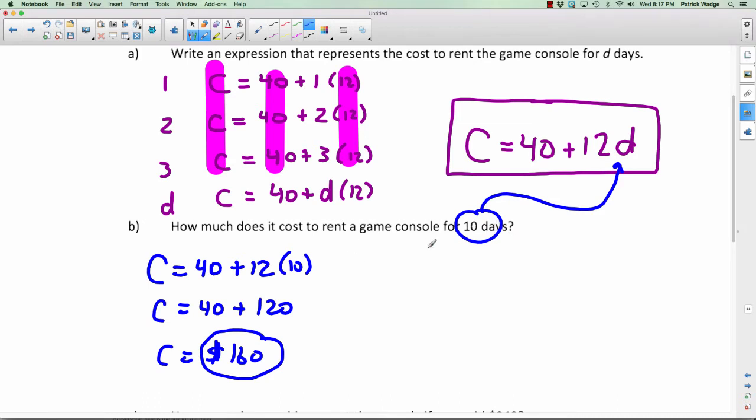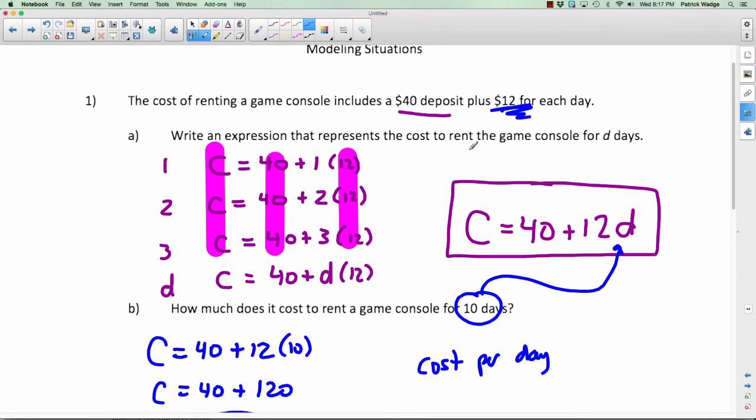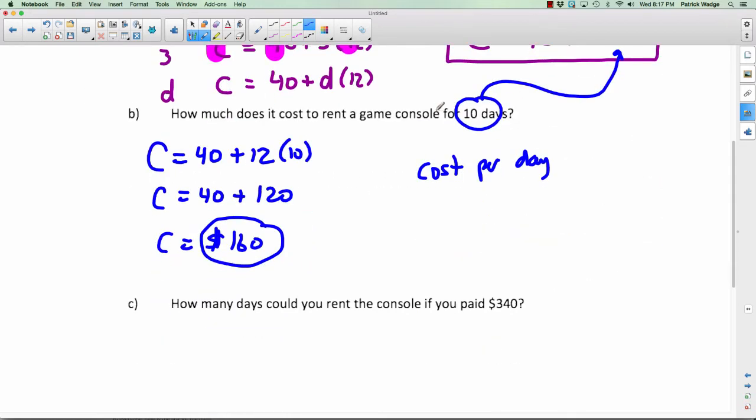If you rent it for 10 days, what's the cost per day? And I know at first you might be, well, wait a minute, we already know that. The cost per day is 12 bucks a day. But what they mean is, if you also factor in that 40 buck deposit, then how much did it really cost you on average per day?